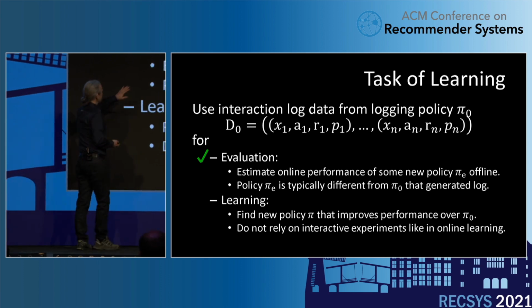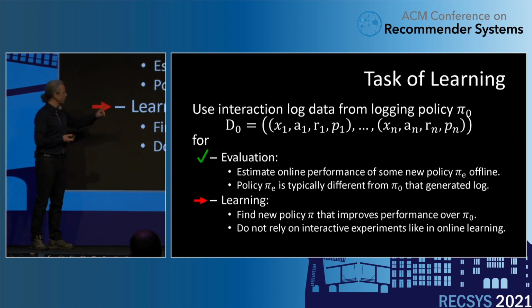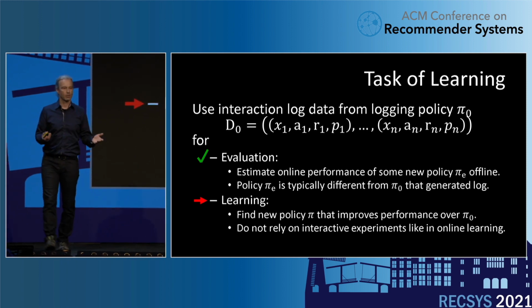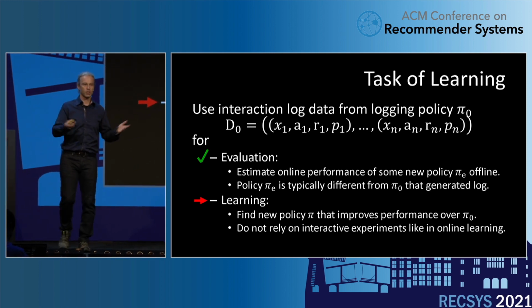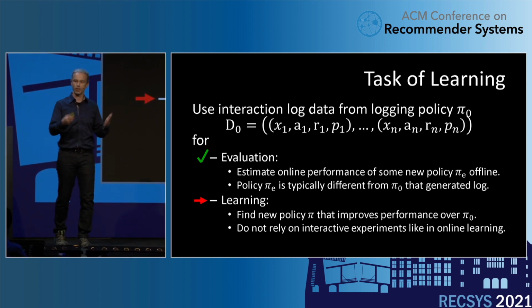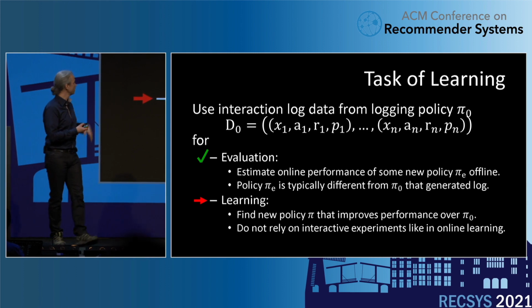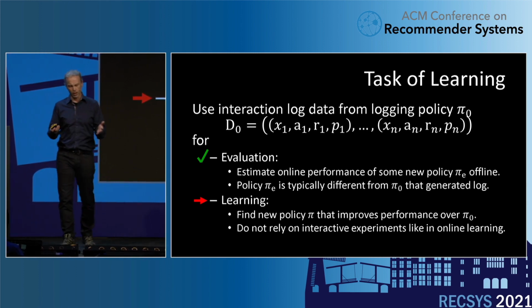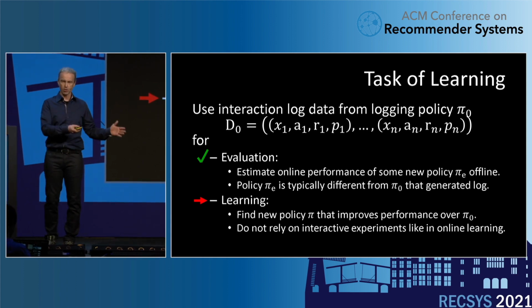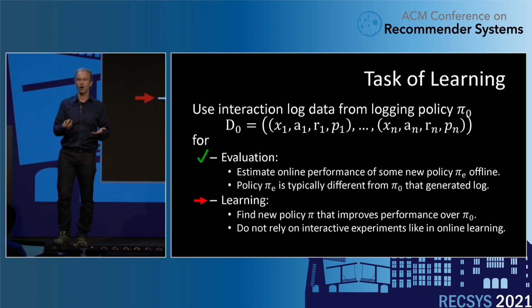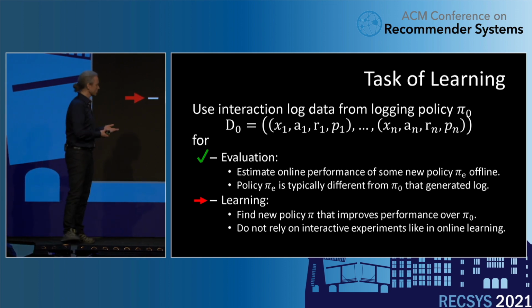Now, can we use this to do learning? Can we find the policy that improves performance over pi null? That's what we're typically interested in, right? We want to use this data to do some new learning. We have the data from the system that we collected over the last months, that's data D null from pi null. And we want to get a better policy. And we don't want to do online learning. We just want to use this old data because we want to do everything offline, without exposing users to the potential harms that come from an online learning process.